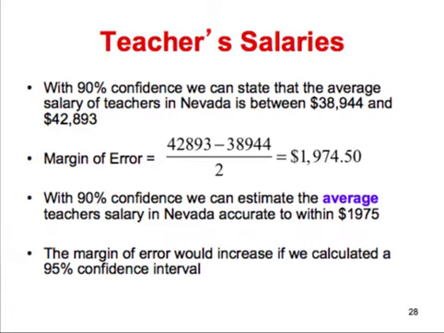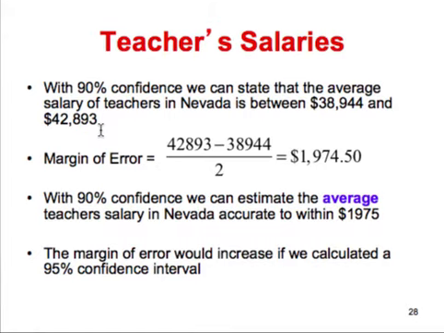So the interpretation would go like this. With 90% confidence, we can state that the average teacher's salary is between, if you think back to the previous slide, $38,944 and $42,893. Those were the boundary values. It's very important to use the word average or mean here. This is definitely not a statement about an individual teacher in Nevada, but rather about the average salary of all teachers in Nevada.